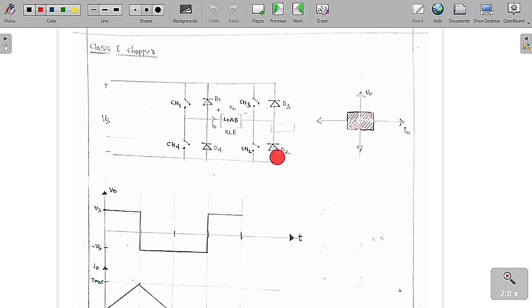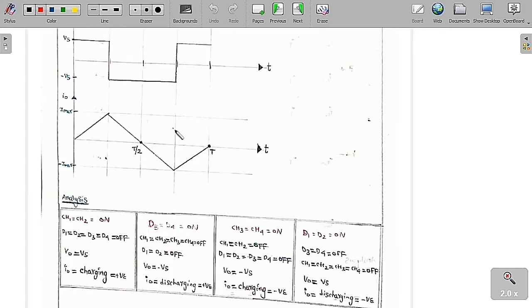Now we are going to analyze this circuit. This is the output voltage and this is the output current. We are going to see each and everything. In the first case, chopper 1 and chopper 2 are on, and remaining everything, chopper 3, chopper 4, D1, D2, D3, D4, is off. Only chopper 1 and chopper 2 are on. We can see clearly from the circuit that V0 is equal to plus Vs, and the inductor is in the charging mode, so I0 is going to increase.